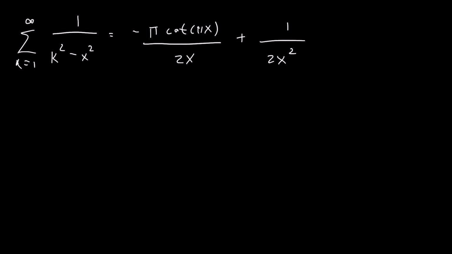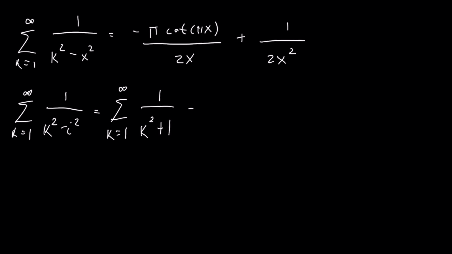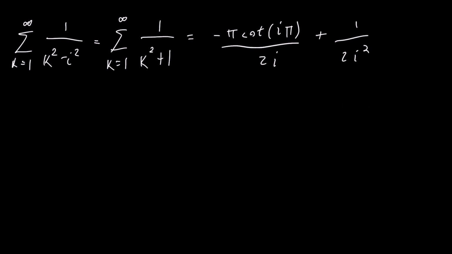And then from here we will plug in x equals i. So if we plug in x equals i, we have the sum from 1 to infinity of 1 over k squared minus i squared, which is the same thing as the sum from 1 to infinity of 1 over k squared plus 1, equals negative pi cotangent of i pi over 2i plus 1 over 2i squared. And this simplifies into a minus pi cotangent of i pi over 2i. i squared is minus 1, so we have a minus a half.